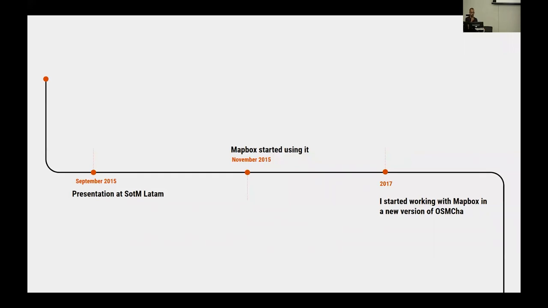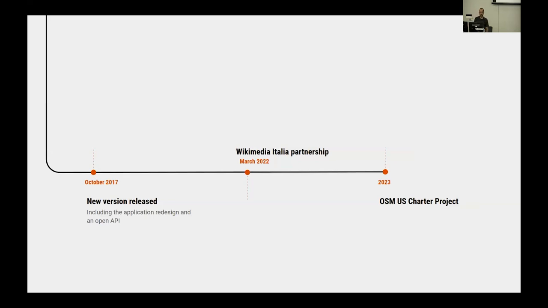A bit about also the history. I presented OSMCha for the first time at State of the Map Latam in Chile. Some months later, the Mapbox team started using it. They believed that it could help them in the validation. So in the beginning of 2017, I started a contract with Mapbox to improve OSMCha. We started working on a new version, creating an API and a new interface that is more or less what we have until now. We released that version in October 2017 with a total redesign of the application. Yes, I kept working with Mapbox for some time.